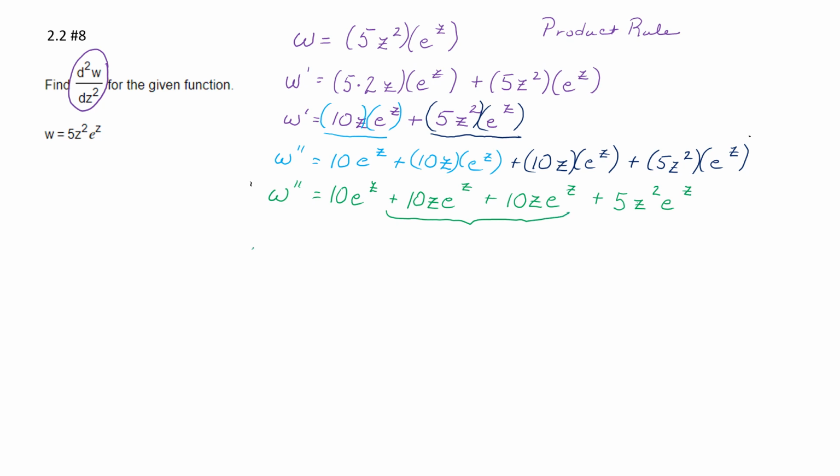And so our d2w over dz squared, which is the same as the second derivative, is 10 e to the z plus 20, because the 10 plus 10, z e to the z plus 5z to the second e to the z. And that is your second derivative.